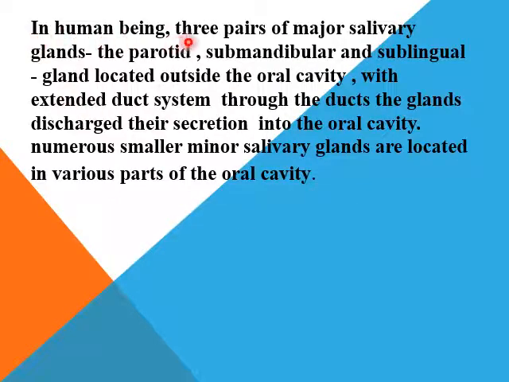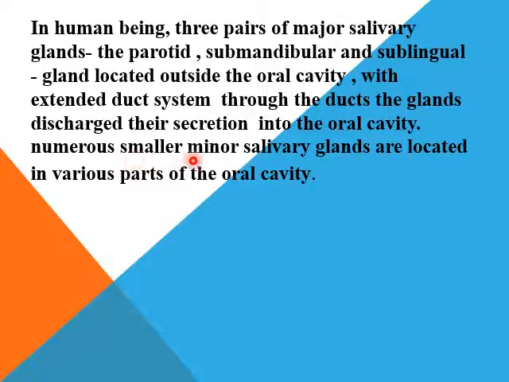Our lecture today is salivary glands. In a human being, three pairs of major salivary glands are present: the parotid, submandibular, and sublingual salivary glands, located outside the oral cavity, with an extended duct system. Through the duct, the gland discharges its secretion into the oral cavity. So the salivary gland is called an exocrine gland because it contains a duct.